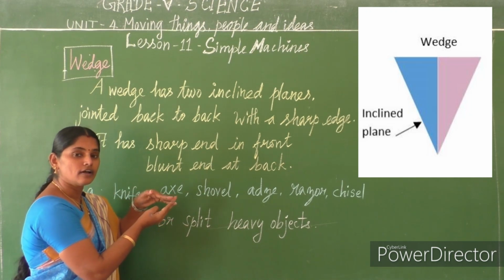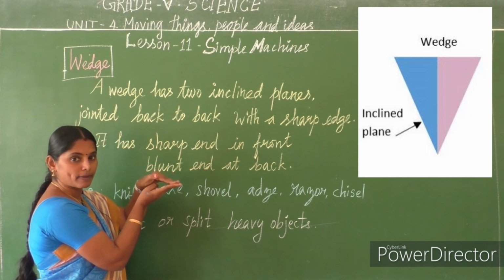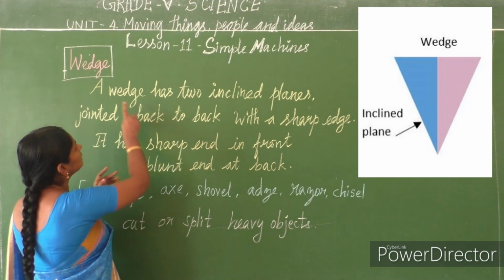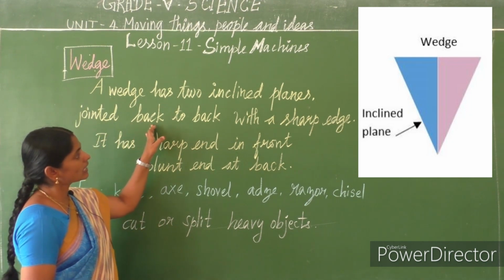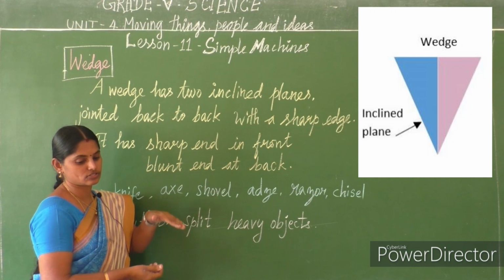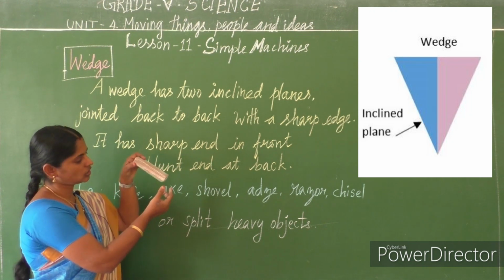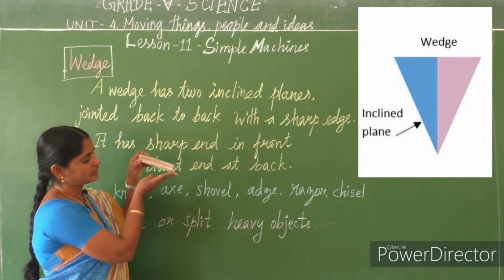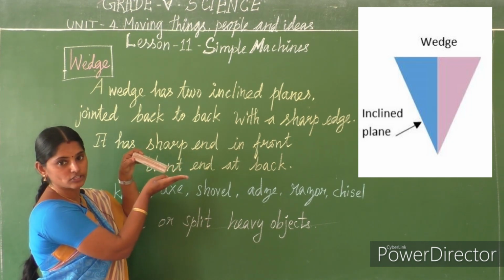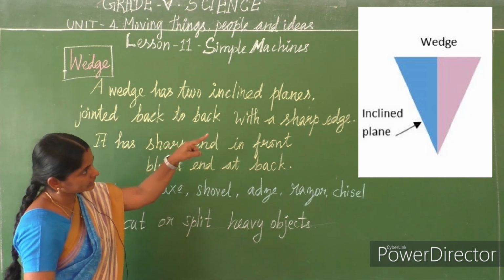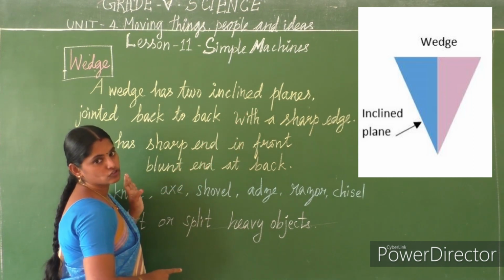How is it joined? Joined in such a way, the sharp end in front. See, wedge has two inclined planes joined back to back with a sharp edge. See, this is one inclined plane. Okay, then here my hand is the another inclined plane, so the sharp edge will come, isn't it? See, one inclined plane, backside another inclined plane is joined.